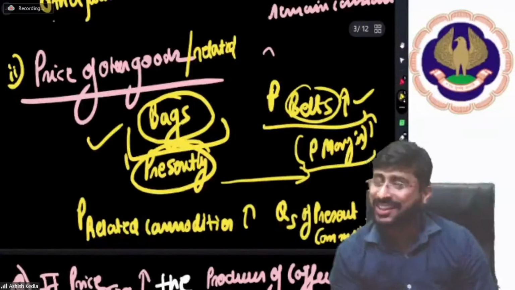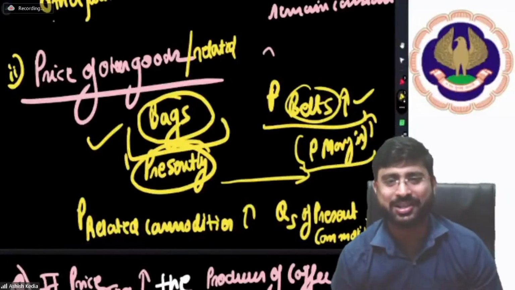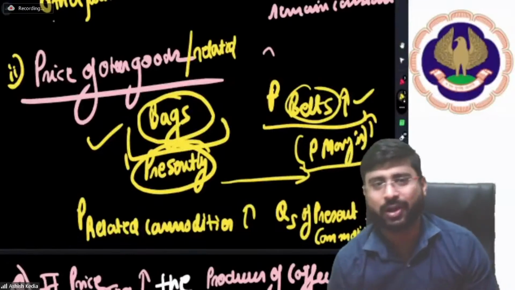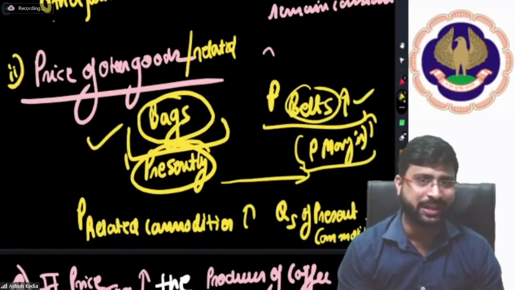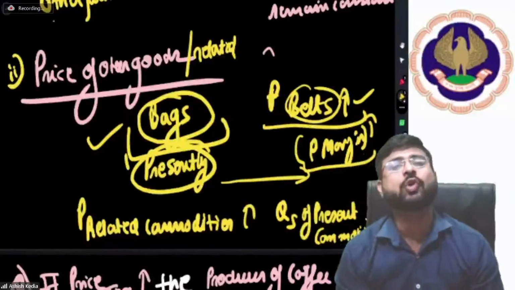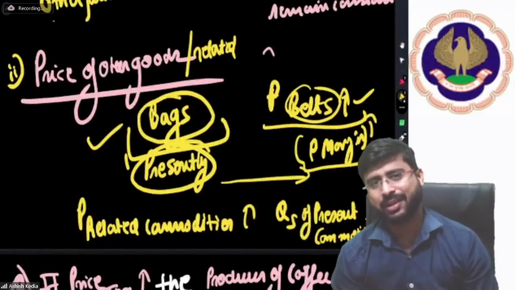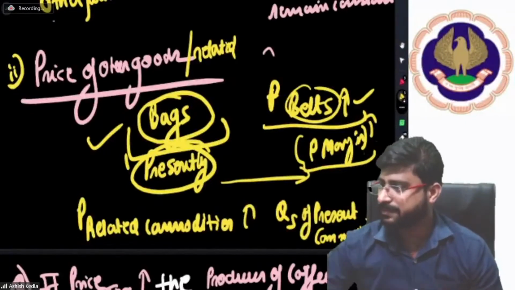Fall. So with related goods, we see an inverse kind of relation, because the producer will always prefer to shift to some other commodity. I believe it's crystal clear, friends.